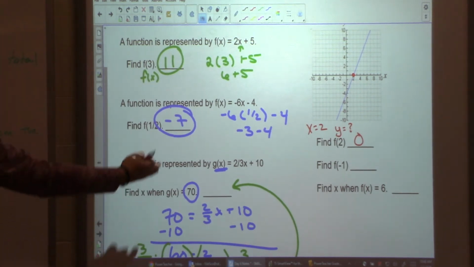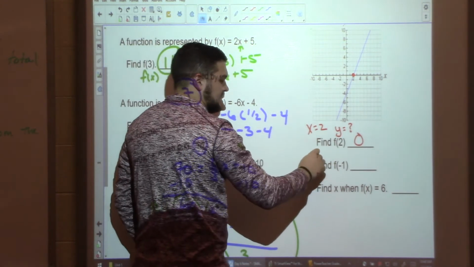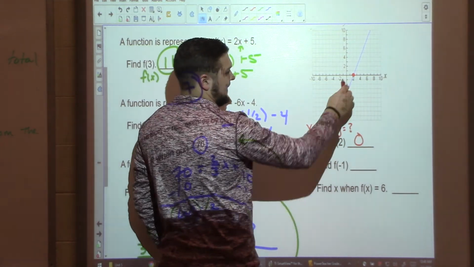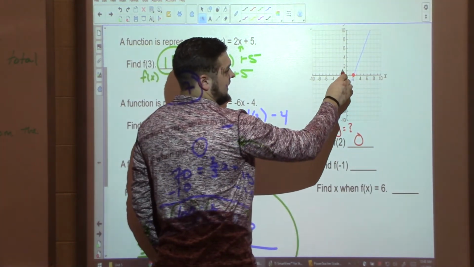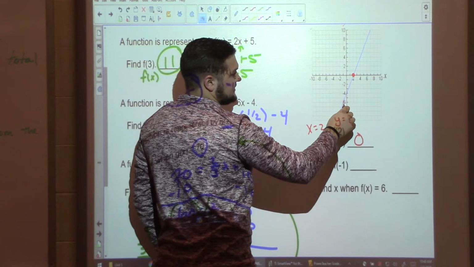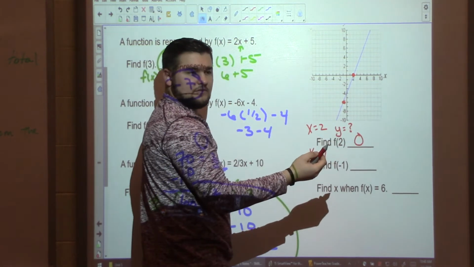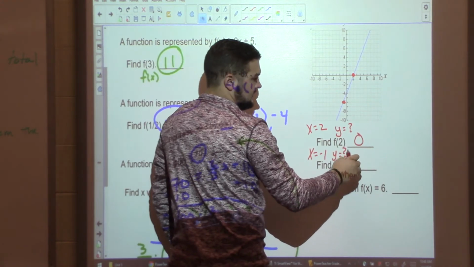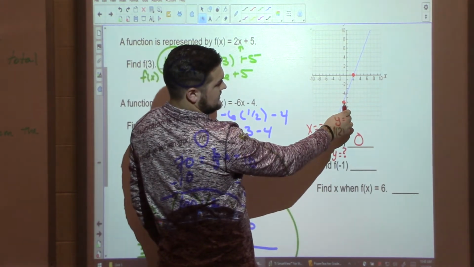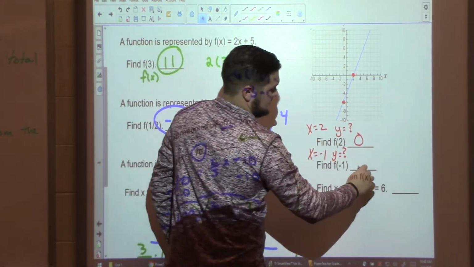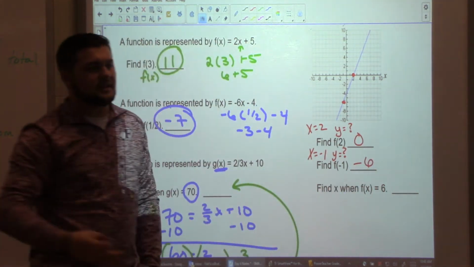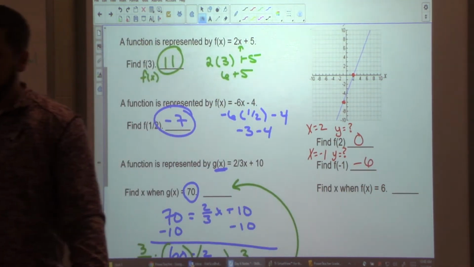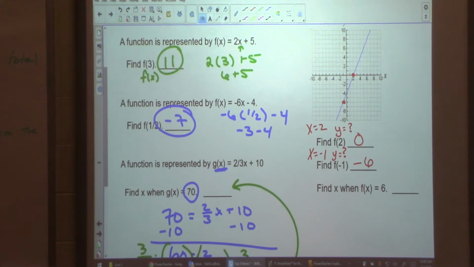Same sort of thing for f of -1. I'm going to let x equal -1. Where x is -1, look for where it hits your graph. What's y at that point? -6, I think. So -6. Good. That's not so bad, is it? No. Well, let's think about the other one then.